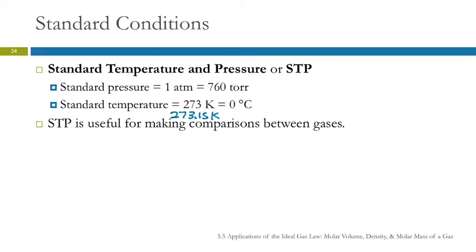So you will sometimes see "at STP" in a problem. They are telling you the standard temperature and pressure, 1 atmosphere, 0 degrees Celsius, that's the temperature and pressure in that problem. And STP is useful for comparing gases because then we're cutting down on 2 of the variables for the gases.